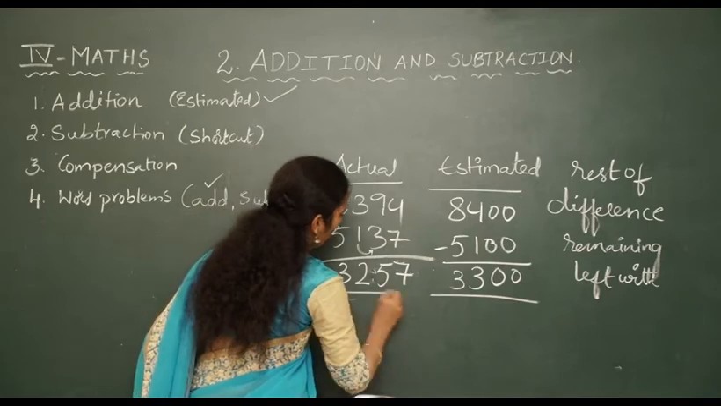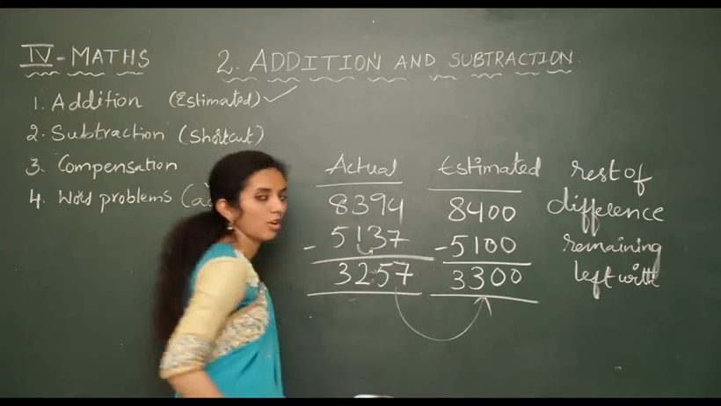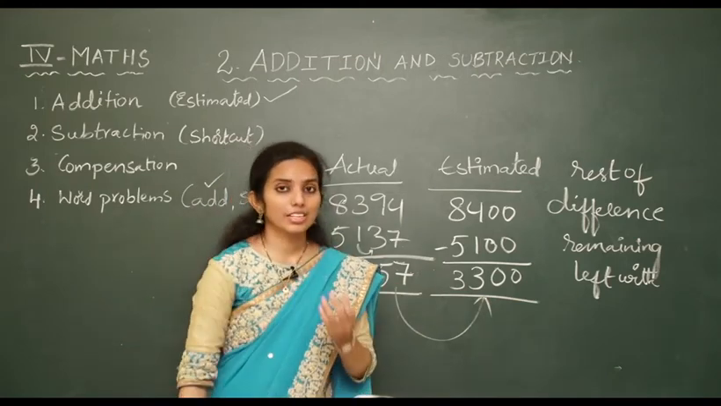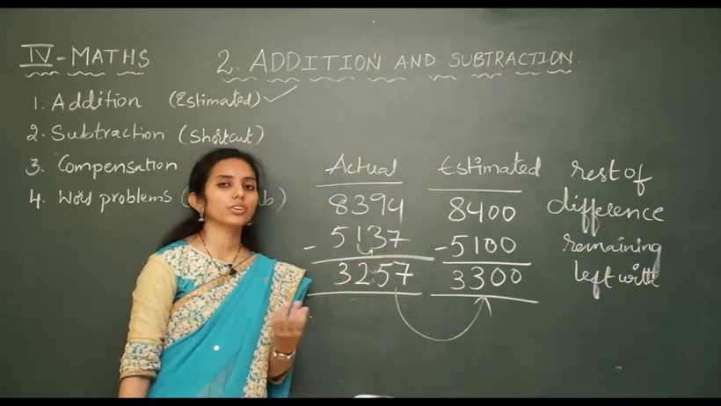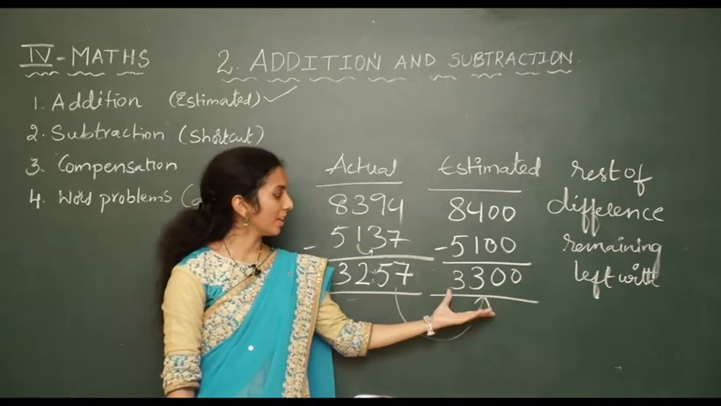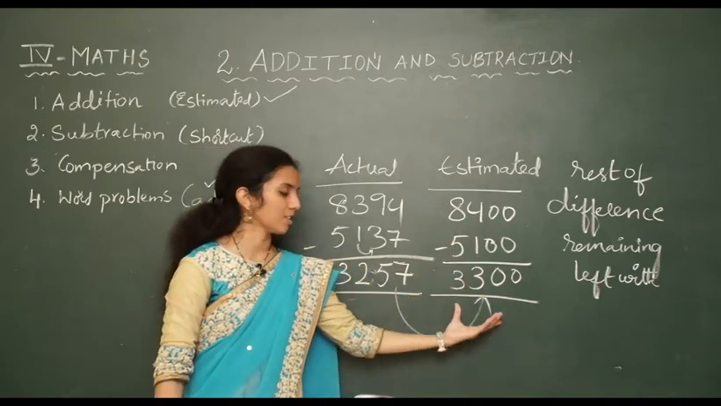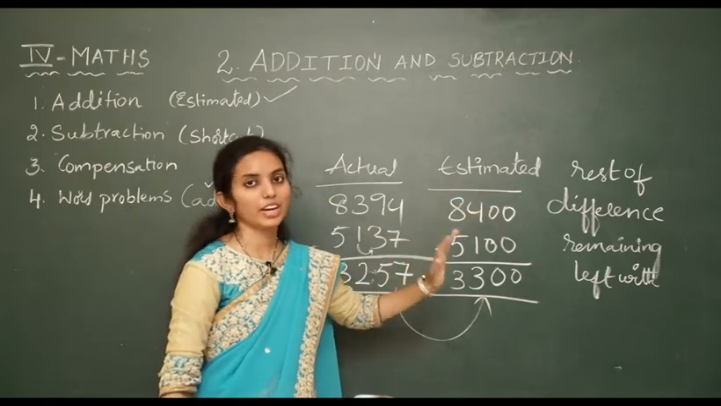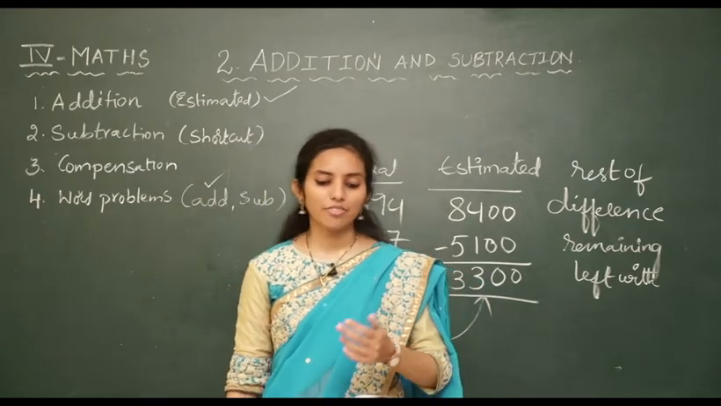So what is the answer we got here? 3257, and here the answer is 3300. So the difference is 43, that is the nearest value. To do the subtraction, we took a minute to make all the calculations properly, but here, as it is all zeros and round figures, the subtraction became very easy. So this is how estimated subtraction helps us do subtraction in an easier and faster way.